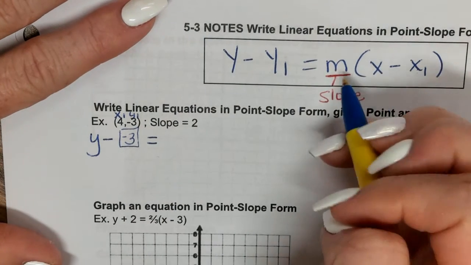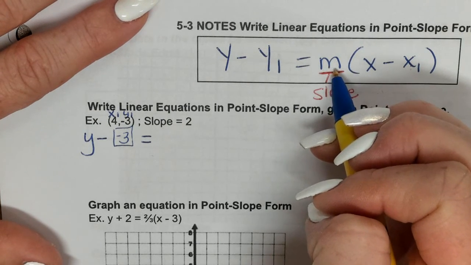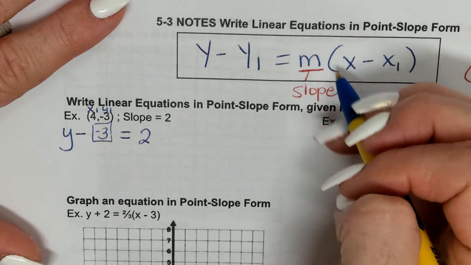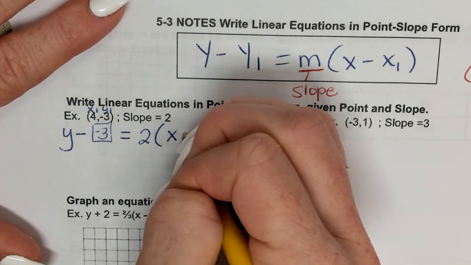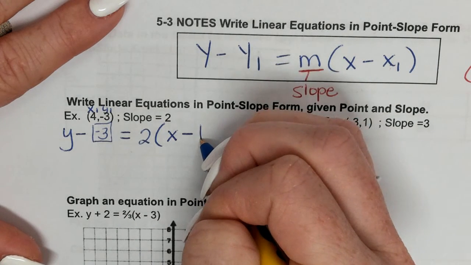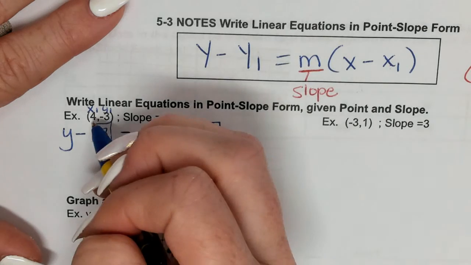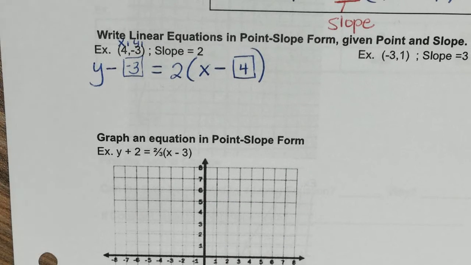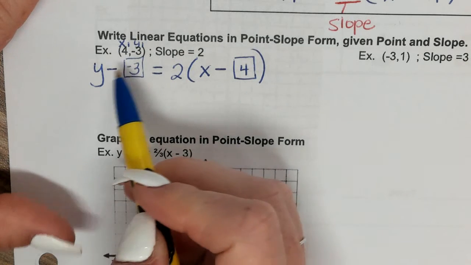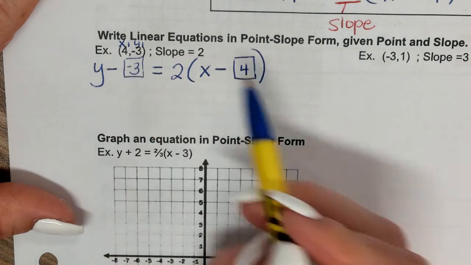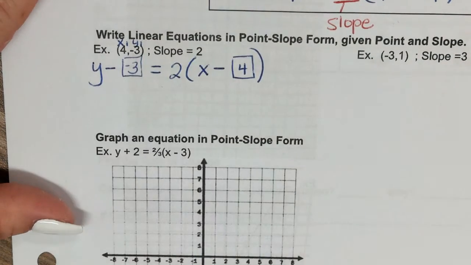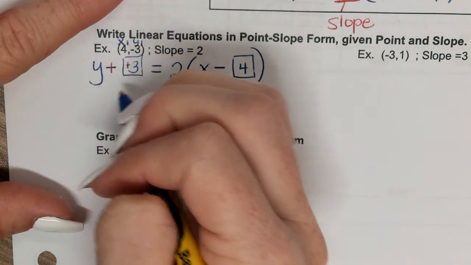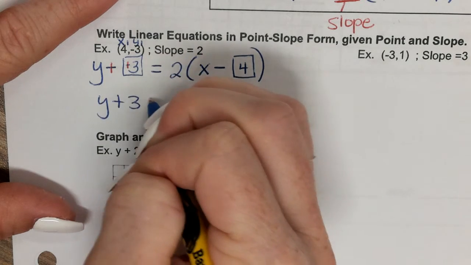Equals, what comes next in the formula? The 2 for the slope. What comes next? Open parentheses. X minus, and then I'm going to put a box to fill in my x1. What's my x1? 4. Now I'm just going to write this and make it look pretty. Can I have a double negative? So what do I have to do? So this is going to go like this and like that. And it's now going to become y plus 3 equals 2.